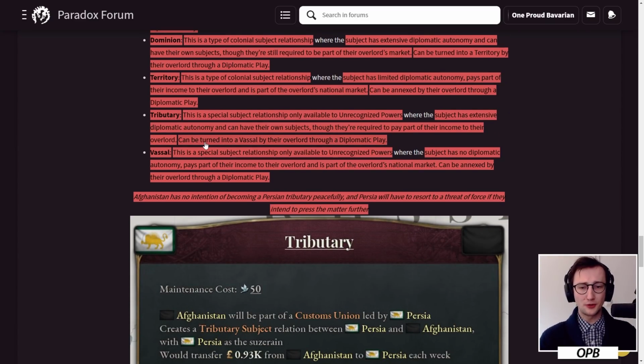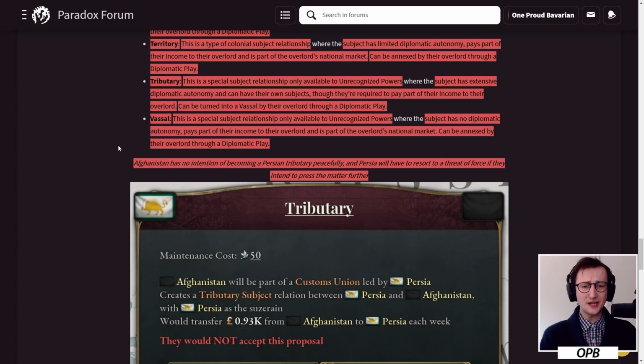And then we have tributaries. This is a special subject relationship only available to unrecognized powers. The subject has extensive diplomatic autonomy and can have their own subjects, though they're required to pay part of their income to their overlord. They can be turned into a vassal by their overlord through a diplomatic play. Vassals. This is a special subject relationship only available to unrecognized powers, yet again. The subject has no diplomatic autonomy, pays part of their income to their overlord, and is part of the overlord's national market. They can be annexed by their overlord through a diplomatic play.